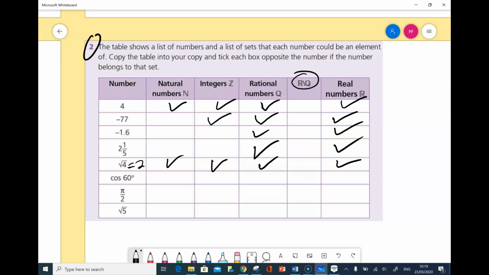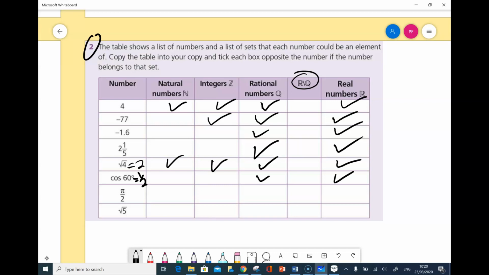The cos of 60. So we'll look up the cos of 60. And the cos of 60 is a half. So is a half natural? No, it's not whole. It's not an integer because it's not whole. Is it irrational? Well, obviously, it's a fraction, so it's not irrational. Is it a real number? Yes, it is.